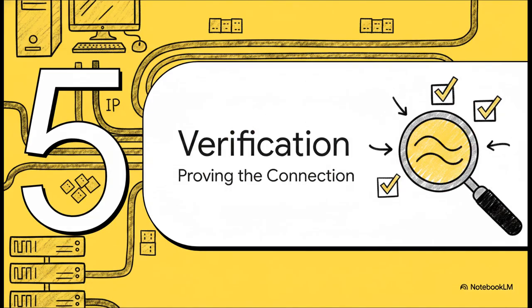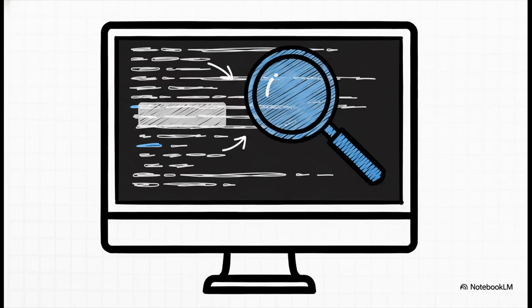And finally, Section 5, verification, proving the connection. All right, the stage is perfectly set. We've got our hardware, our cabling, and our logical addressing all locked in. Now it is time for the ultimate test to prove that this connection actually works. So we open up the command prompt on our first computer. That's the 10.10.10.1 machine. The very first thing we want to do is verify our own settings.